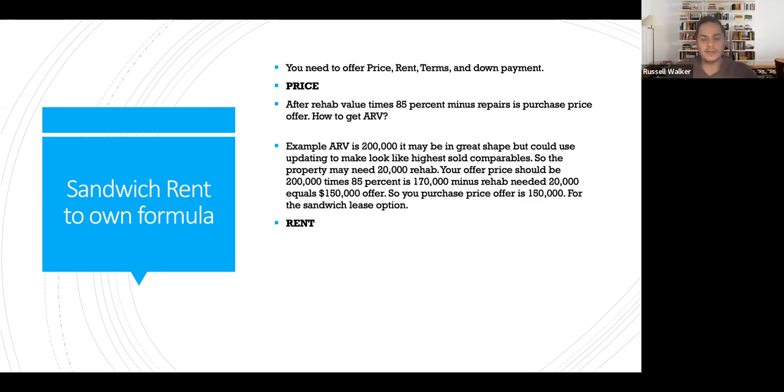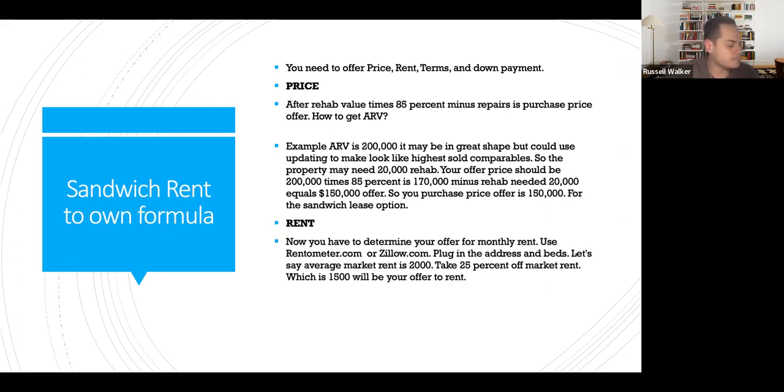And the next most important number is the rent, right?